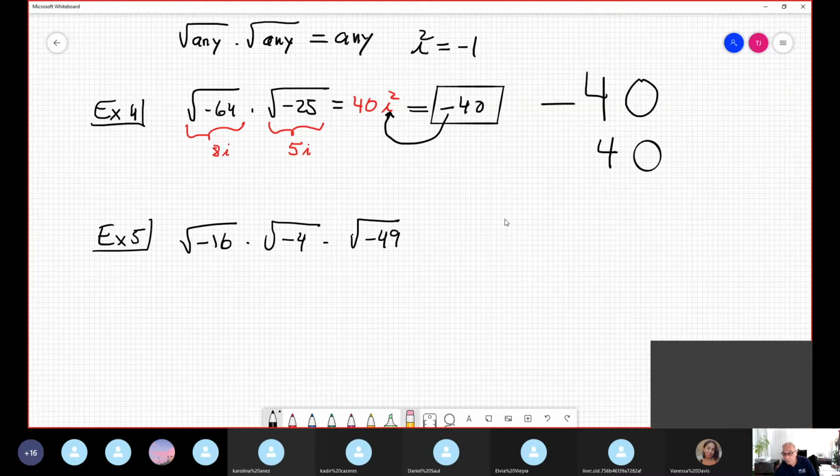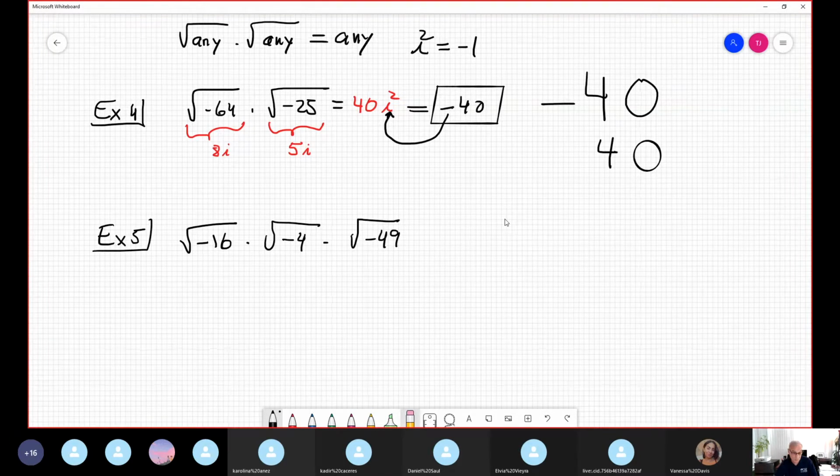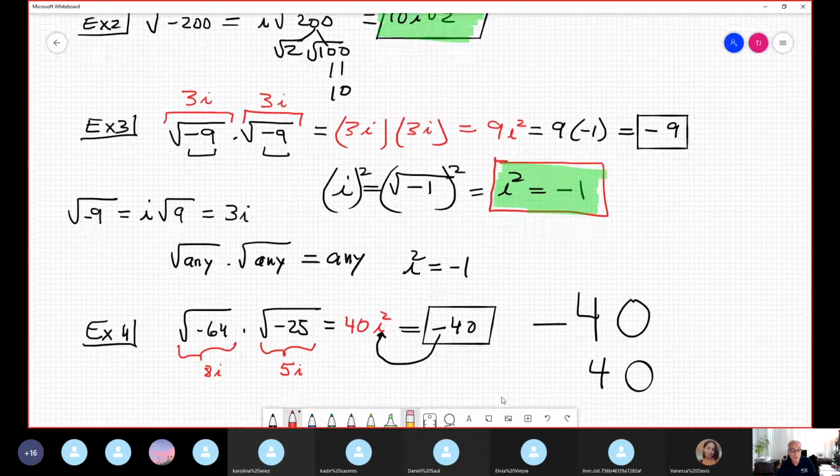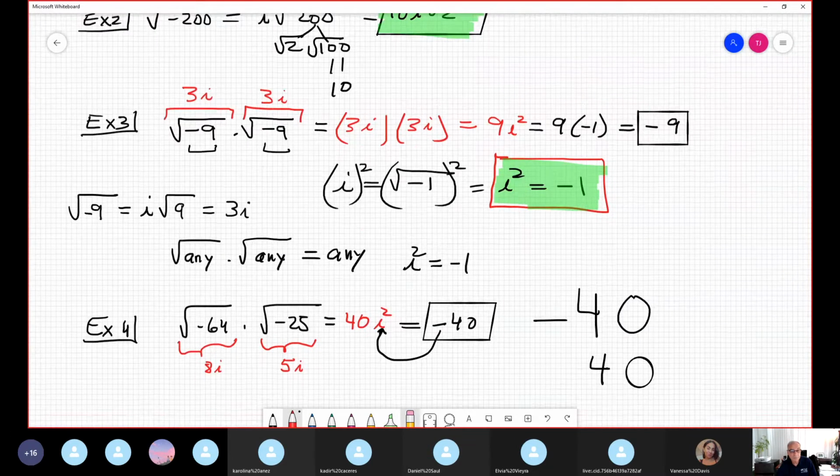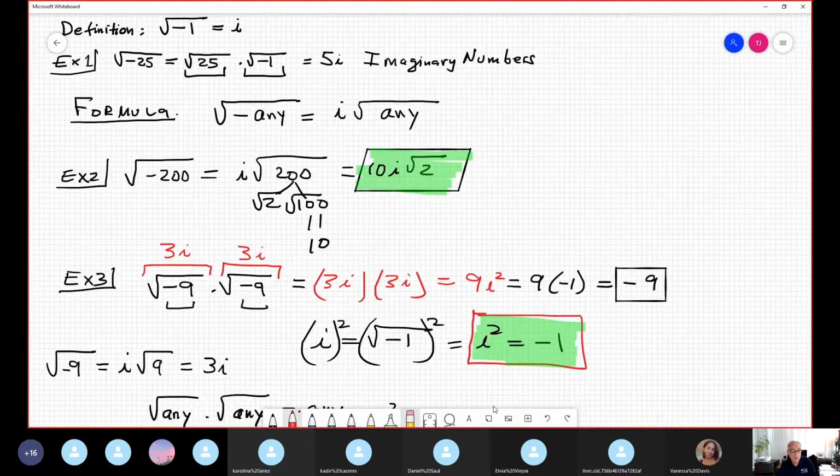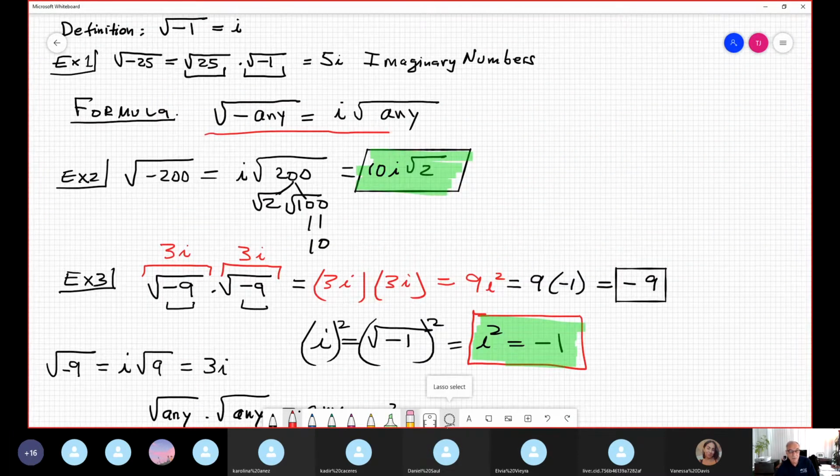Okay? I squared is always negative 1 specifically. I want to explain in detail the power of I after, but I want to introduce this idea that exists. How do we compute that? Well, you compute one by one, separately, using the formula that I explained before. Look at that formula.